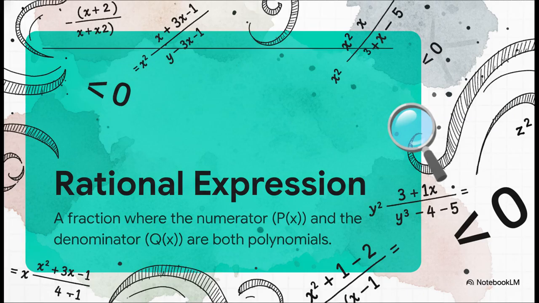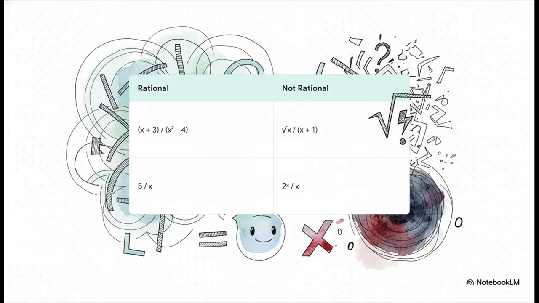Well, a rational expression is really just a fancy way of saying it's a fraction, but the top part and the bottom part are both polynomials. Basically, think of any fraction that's got variables like x hanging around. And this slide breaks it down perfectly. Over on the left, you see exactly what we're talking about. Polynomials on top, polynomials on the bottom. Simple enough. But now look at the right. The top one has a square root of x, and the one below it has 2 to the power of x. Uh-oh. Those aren't polynomials, which means those expressions are not rational. So today, we're staying laser-focused on the stuff you see on the left.